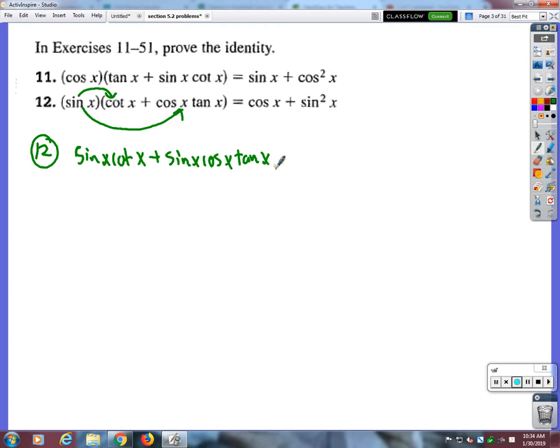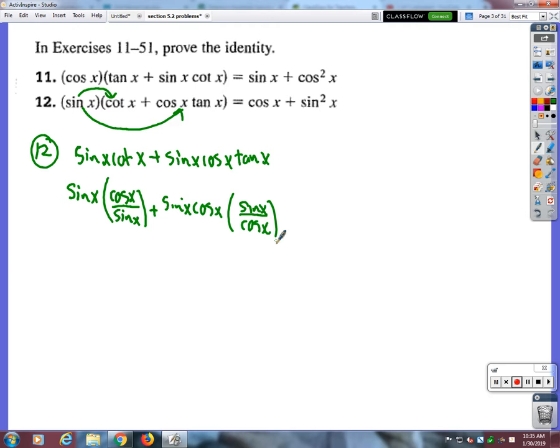Okay, what do you want to do now? Turn everybody into sine and cosine, yeah. Not always, but it's a pretty good strategy, yeah. Cotangent is cosine over sine. Then tangent is sine over cosine.